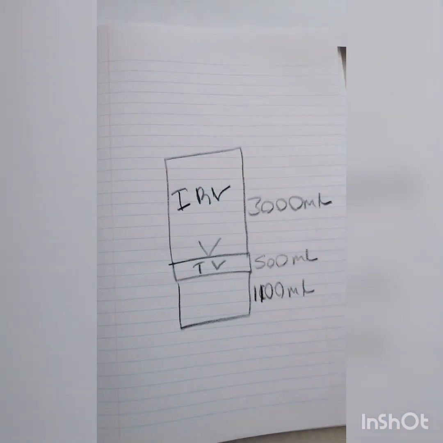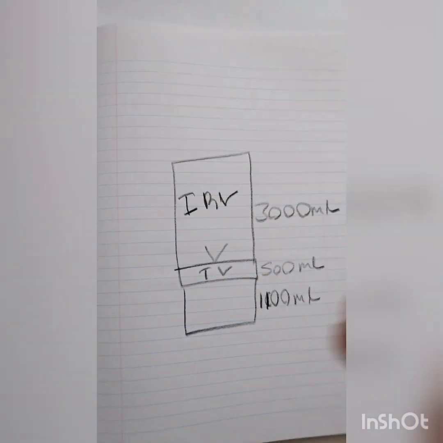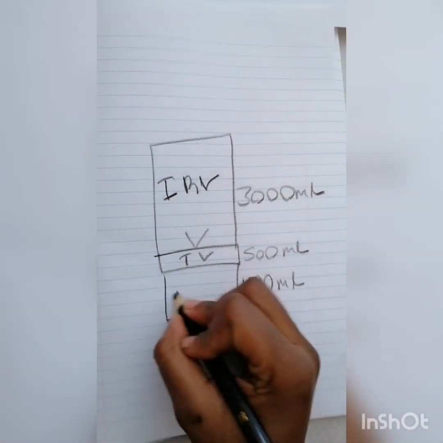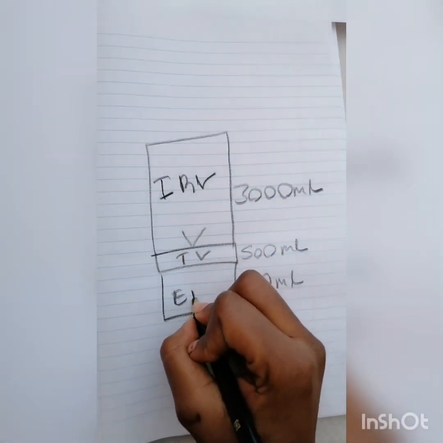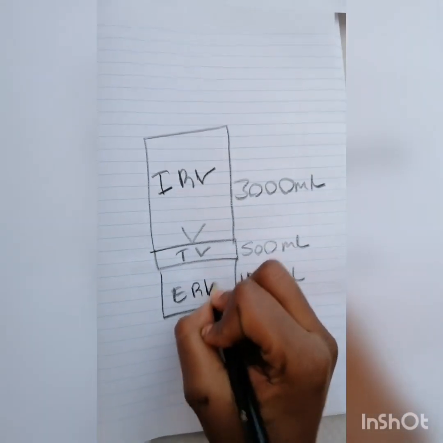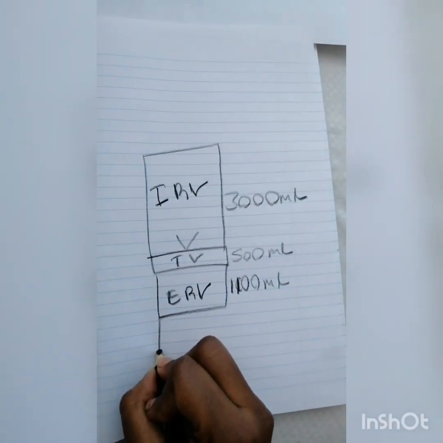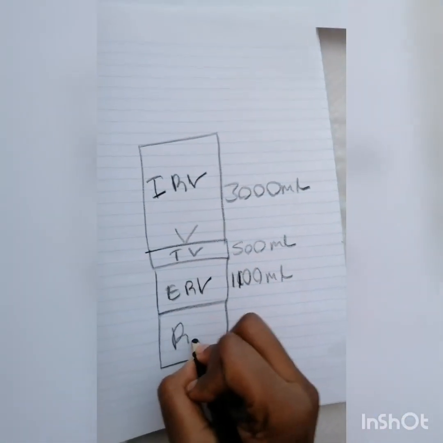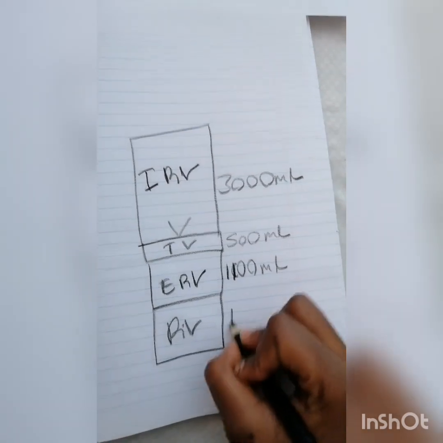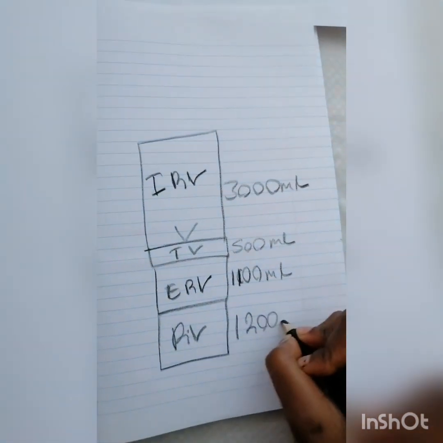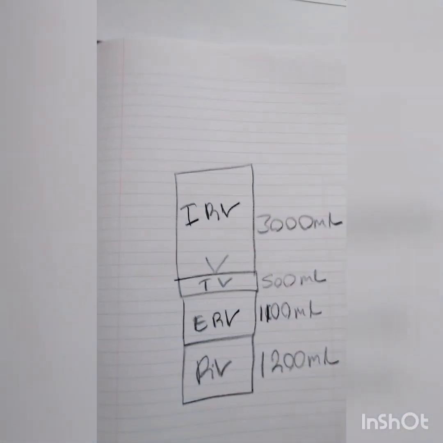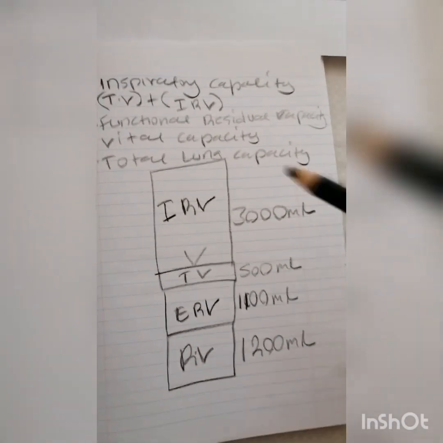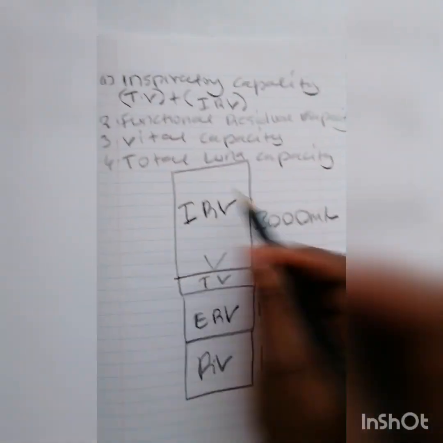We also have residual volume. This is air that remains after expiratory reserve volume, so it should be bigger. Residual volume is about 1200 milliliters. And now we calculate pulmonary capacity with the help of pulmonary volumes.